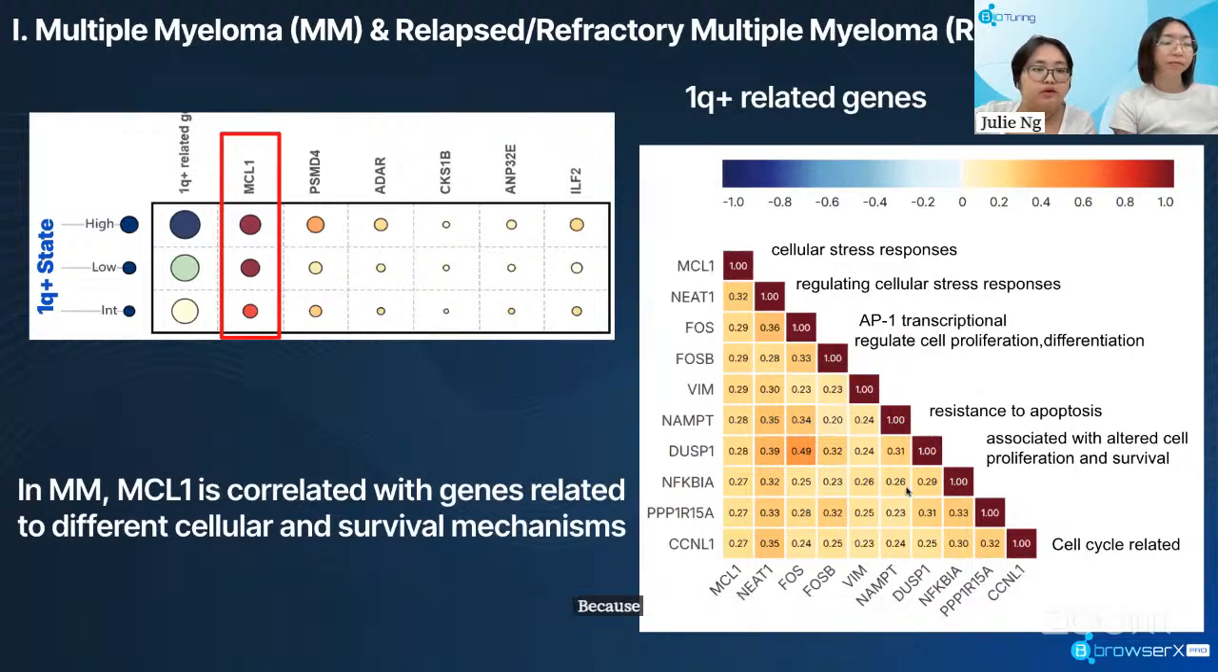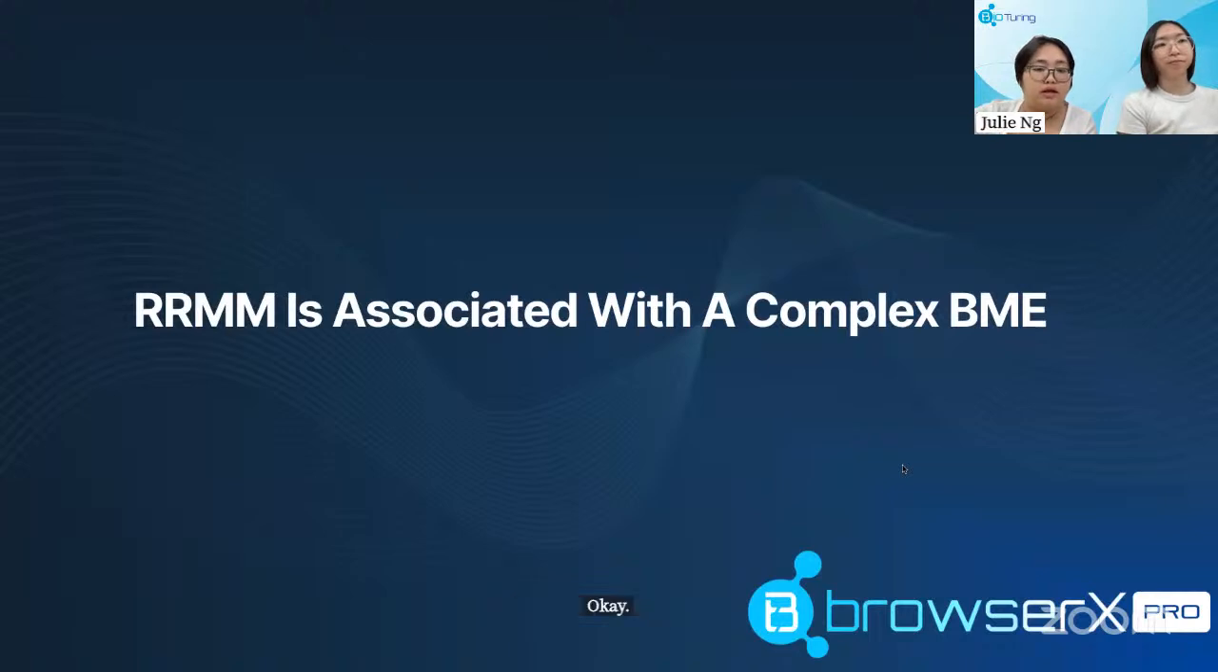Because last week we saw a very complex heterogeneity in head and neck cancer, we suppose that the complexity of cell composition will be the same in multiple myeloma. That question leads us to the second part: relapse or refractory multiple myeloma is associated with a complex bone marrow microenvironment.